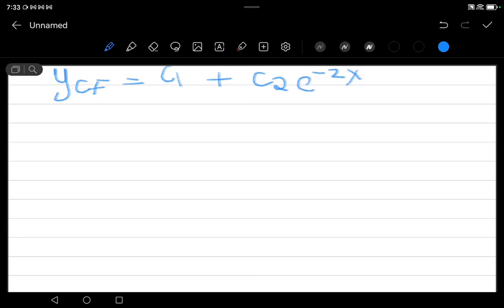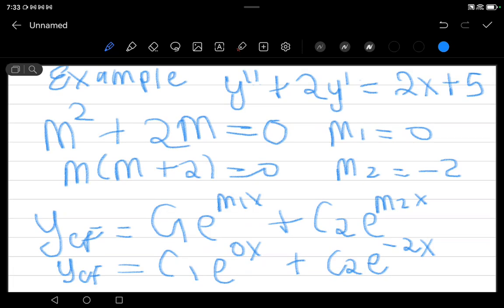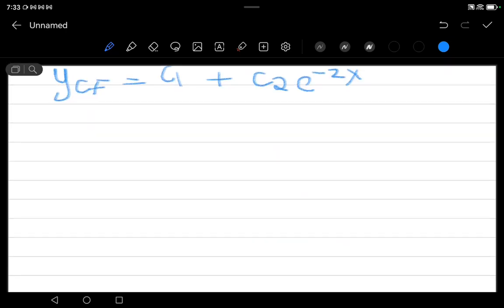Okay, and then now we go back. Now we're looking for YPI. We go back to our function. We started by getting YCF. This is what we used. So to get YPI, we're going to use 2x plus 5. So we're going to write the 2x plus 5. And then remember, I said the YPI of a linear is equal to AX plus B. It's a linear. 2x plus 5 is a linear. Okay?